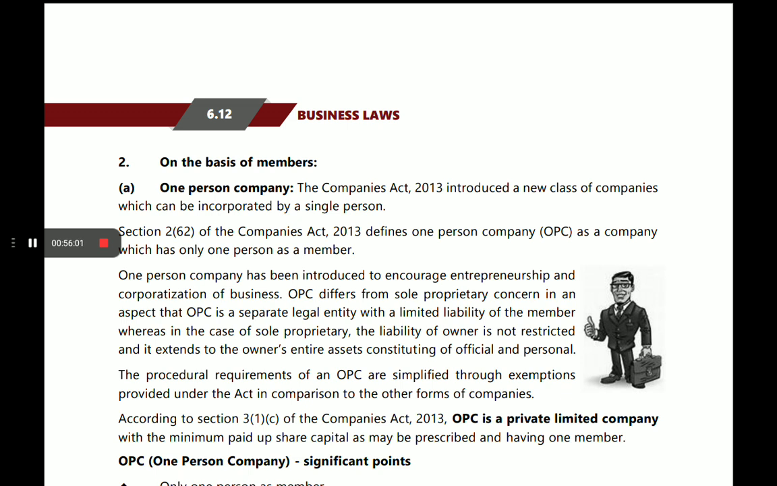corporatization of business. OPC differs from a sole proprietary concern in that OPC is a separate legal entity with a limited liability of the member, whereas in the case of a sole proprietor, the liability of the owner is not restricted and it extends to the owner's entire assets, both official and personal.